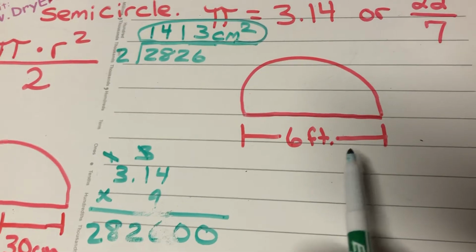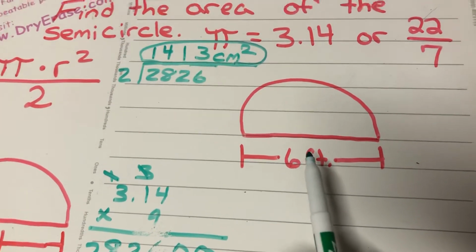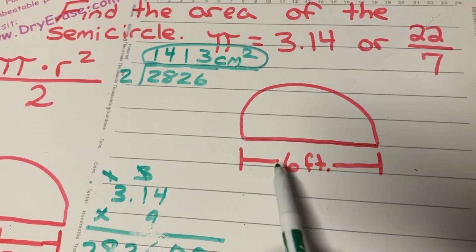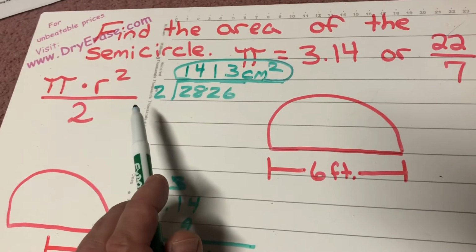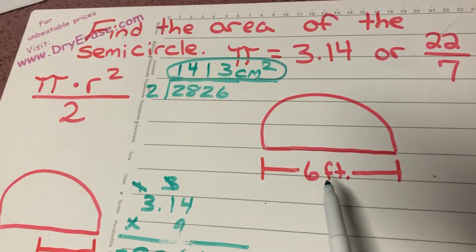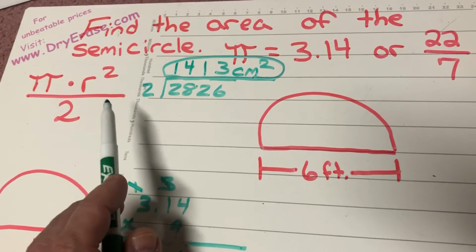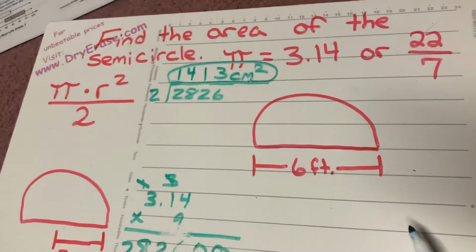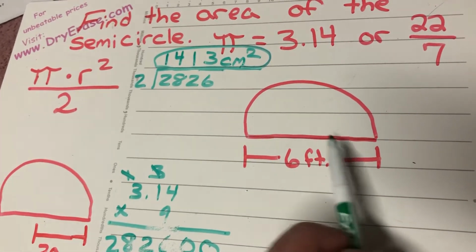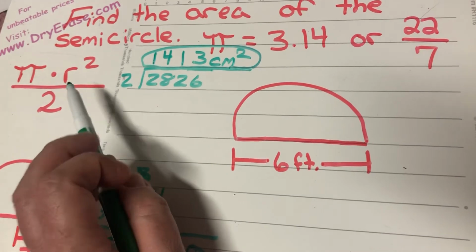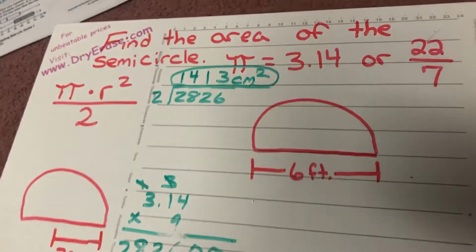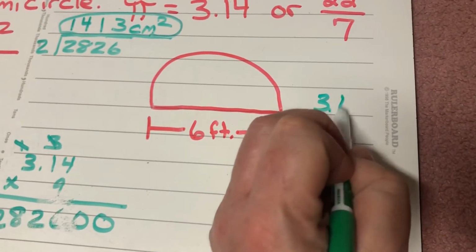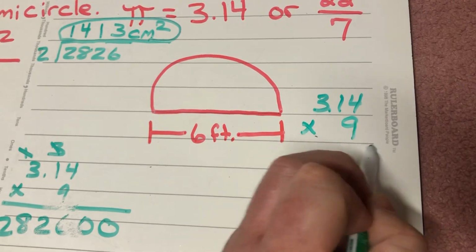All right, well, here's another one here. 6 feet, okay? Once again, the diameter is 6 feet, so I need to find the radius, which means I'm going to do 6 divided by 2. 6 divided by 2 is 3. So I have to do pi times 3 squared. I have to do radius squared. When I square 3, I end up with 9. So I have to do pi times 9, which means I'm going to do 3.14 times 9.